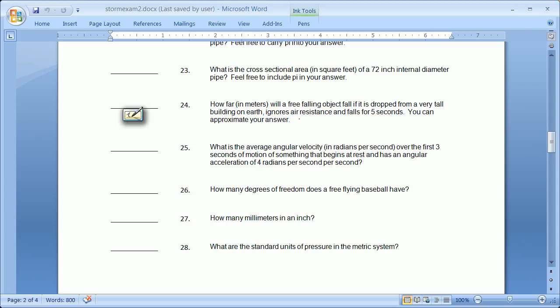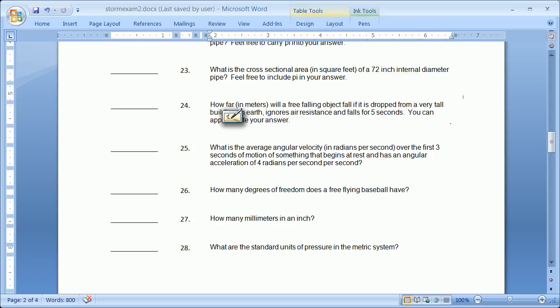Something falls 5 seconds, so it starts at 0 meters per second. It ends at 50. The average was 25. It fell for 5 seconds. 5 times 25 is in fact 125 meters. Let's check that. How far on Earth will a free-falling object fall if it is dropped from a very tall building? It falls for 5 seconds. It begins at 0 meters per second. It ends at 50. It's 25 meters per second on average. It's 125 meters.